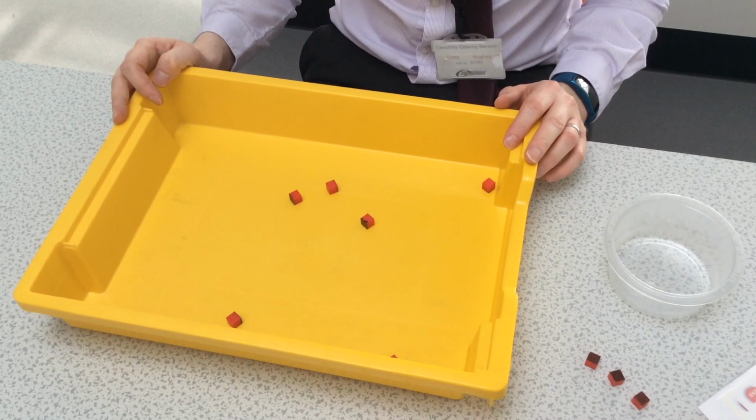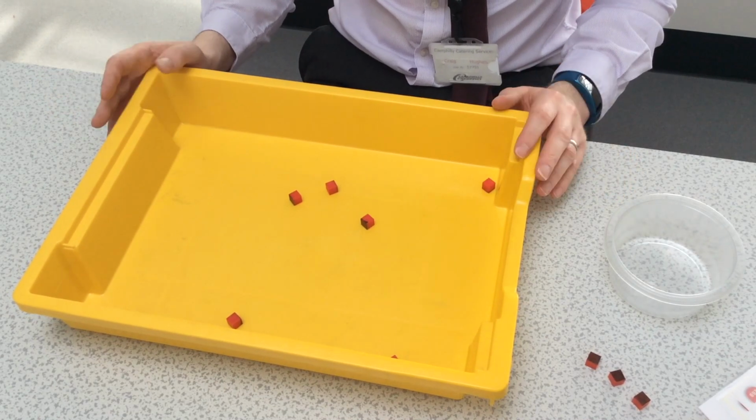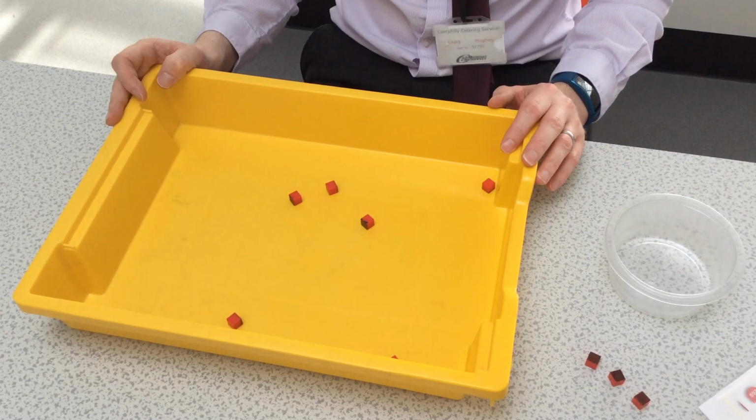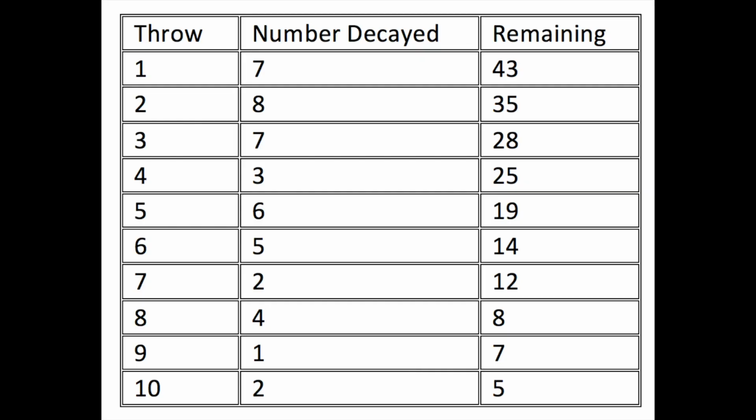Right, you need to stop after 10 throws, and that should give you enough data to calculate the half-life. Once you've collected your results in your group, you need to, in the third column, calculate the number of dice remaining. This can be worked out by simply subtracting the number that decayed from the total number of cubes. So for example, if you start with 50 cubes, and in the first throw 7 faced black side up, the number remaining is now 43.